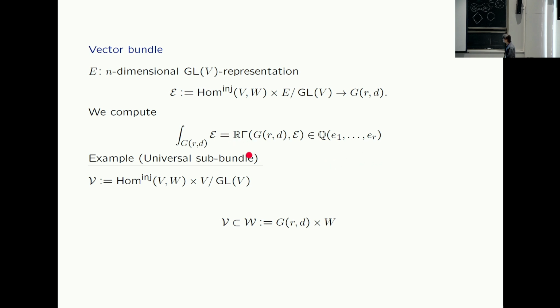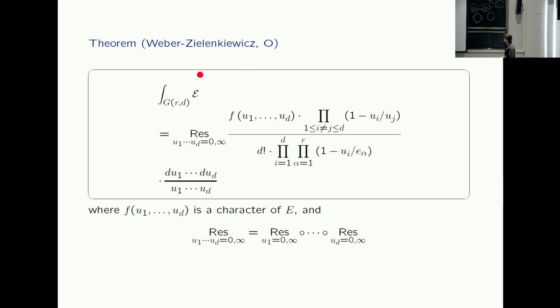So a typical example is the universal subbundle of Grassmannians. Then our theorem is that the cohomology is given by this kind of residue formula. This was proven by Weber, Zieren, Kiebitz first, and I reproved this theorem by another method. Here F is the character of E, and residue means composition of residues. Yes. So I want to explain the right-hand side.